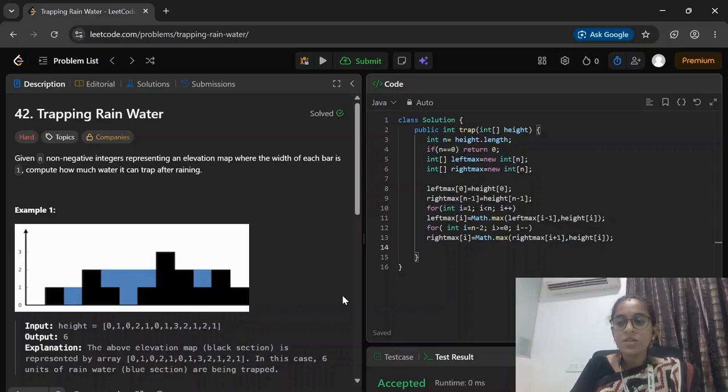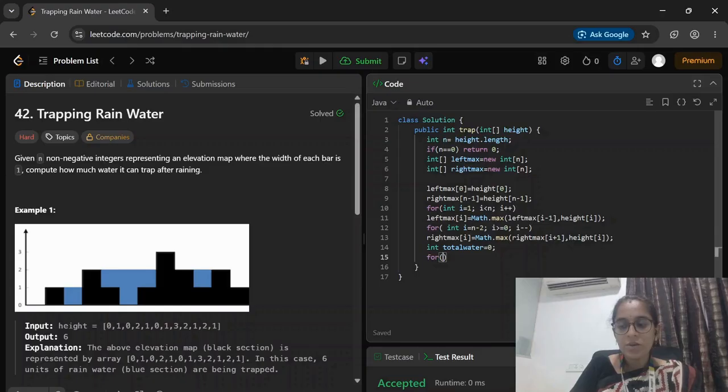Okay, so here we initialize the total water, how much it is going to store. We initialize one variable as total water equal to 0. Okay, so for this also we create a for loop.